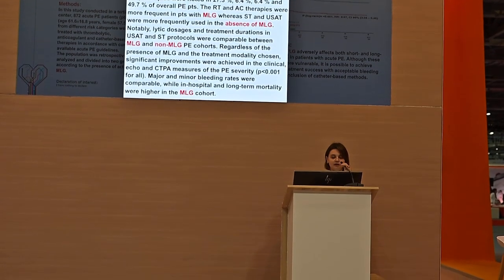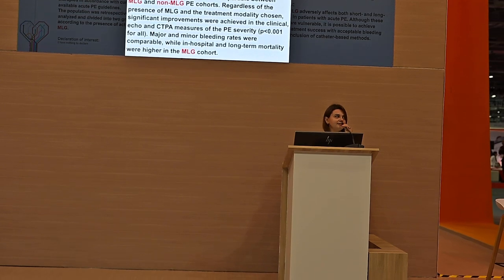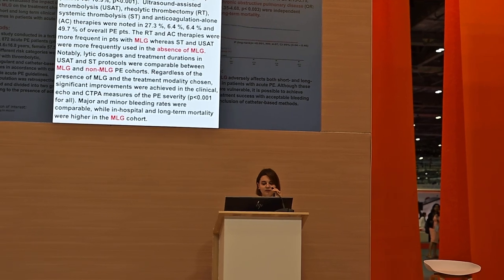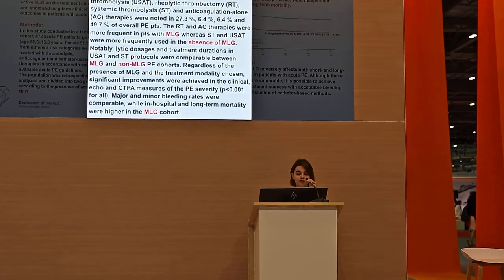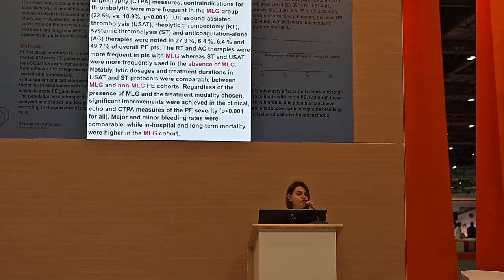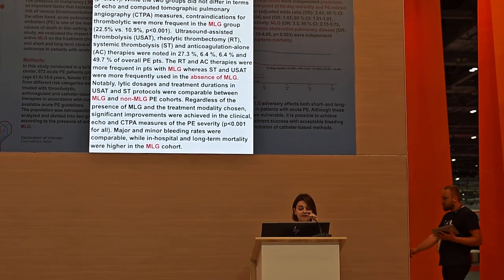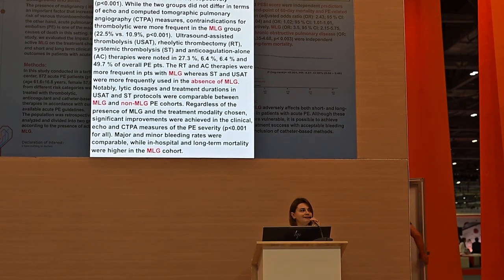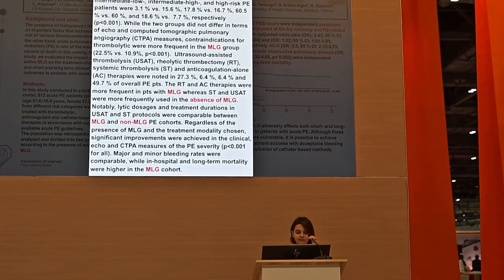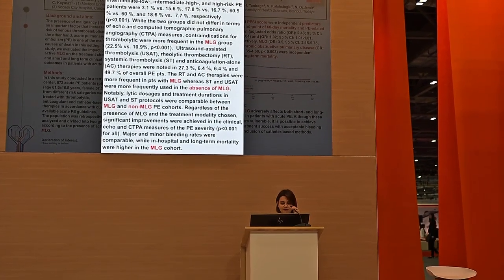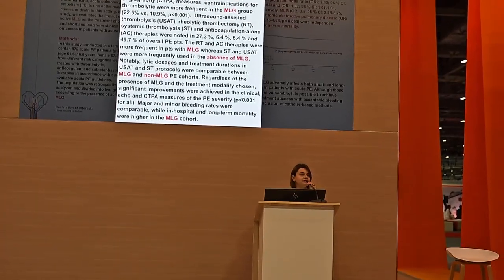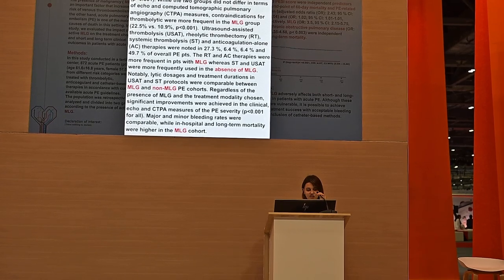Ultrasound-assisted thrombolysis, rheolytic thrombectomy, systemic thrombolysis, and anticoagulant alone therapies were noted in 27.3%, 6.4%, 6.4%, and 49.9% of all patients. The rheolytic thrombectomy and anticoagulation alone therapies were more frequent in patients with malignancy. Lytic dosages and treatment durations in USAT and systemic thrombolysis protocols were comparable between malignancy and non-malignancy patients.